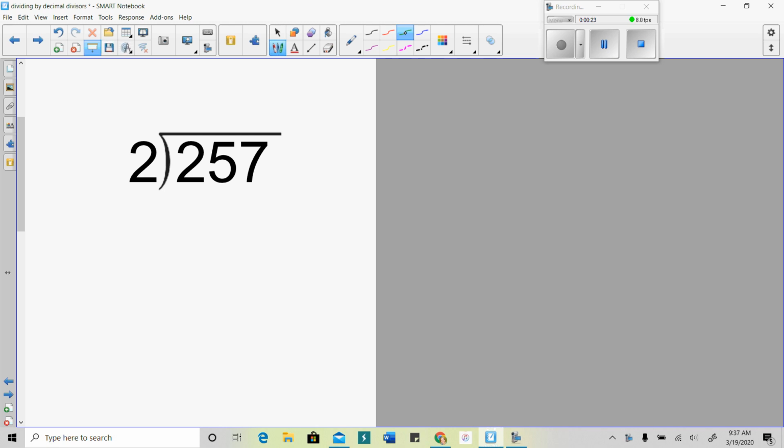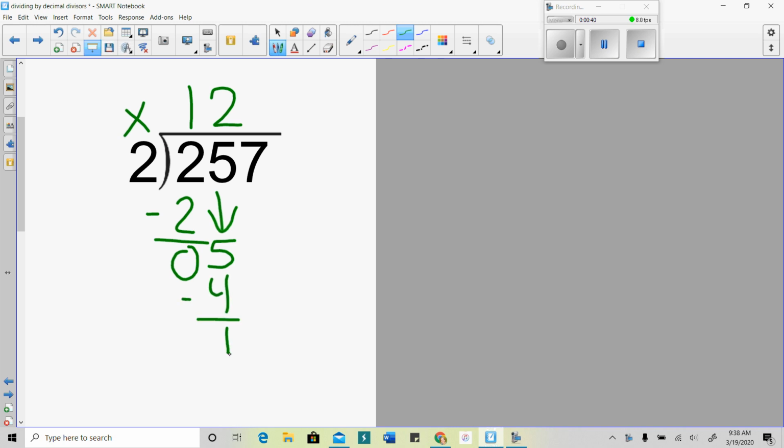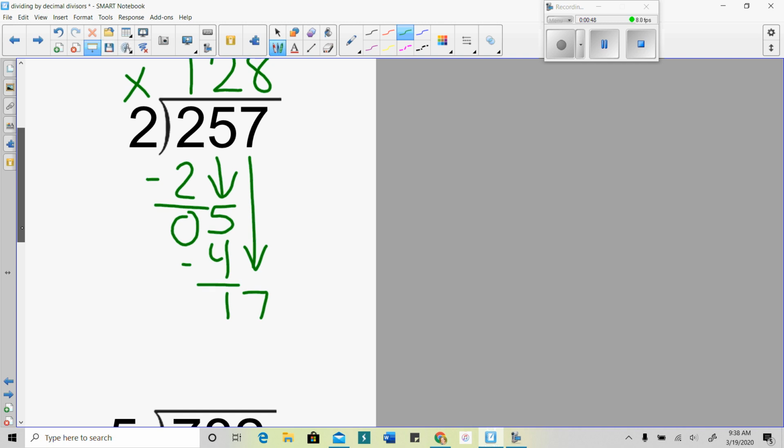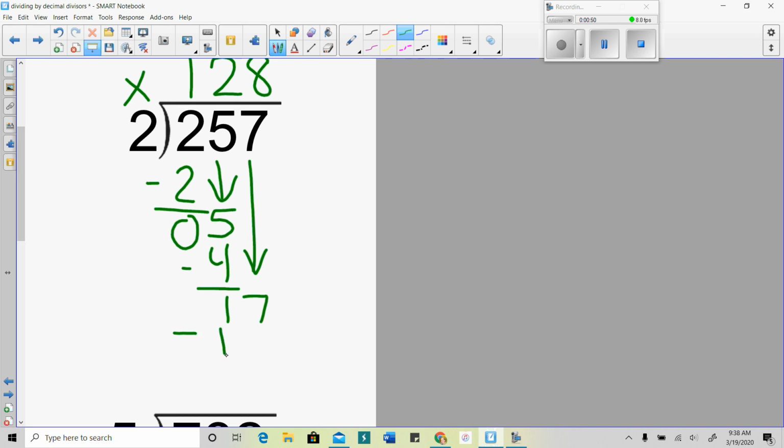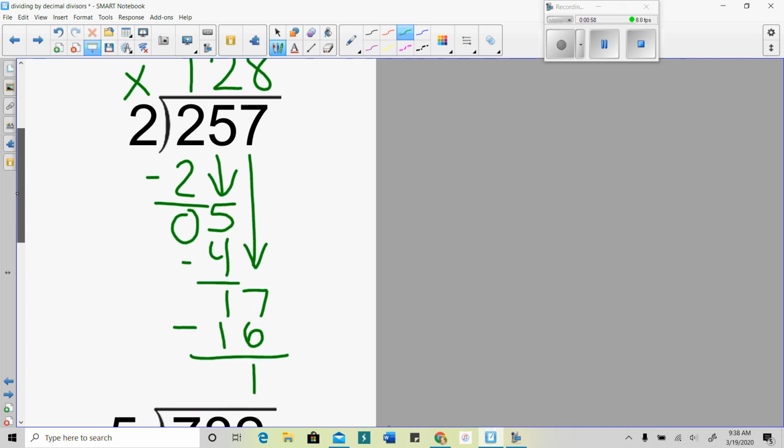So 2 would go into 2 one time. We subtract the 2. We drop the 5. 2 will go into 5 2 times. So 2 times 2 is 4. So we're going to take away a 4. We get a 1, drop the 7. And 2 will go into 7 8 times. I need a little more space here. I'm going to take away a 16. And we get 1. So at this point, I've got 128 remainder 1.